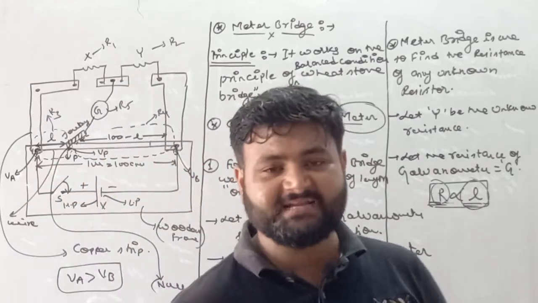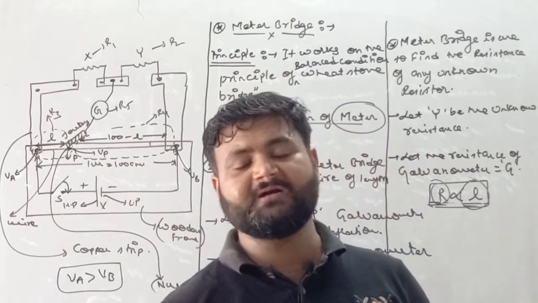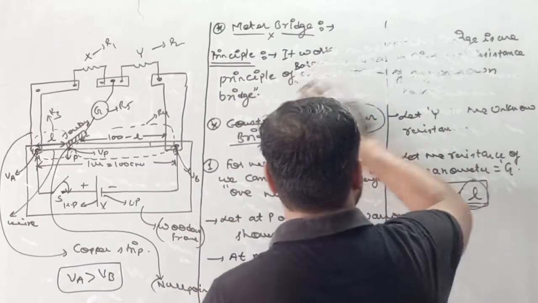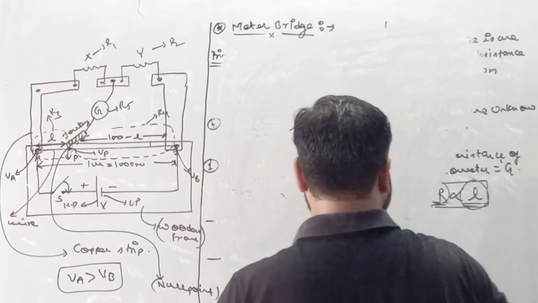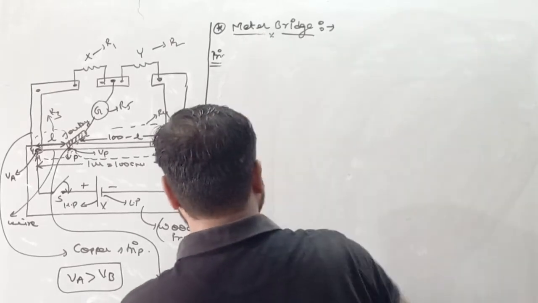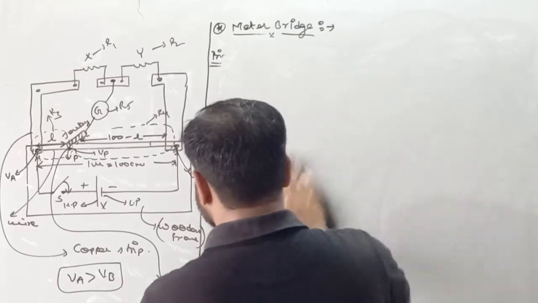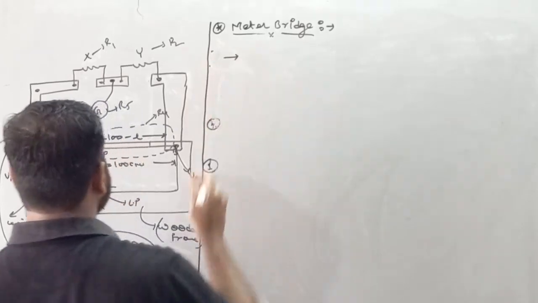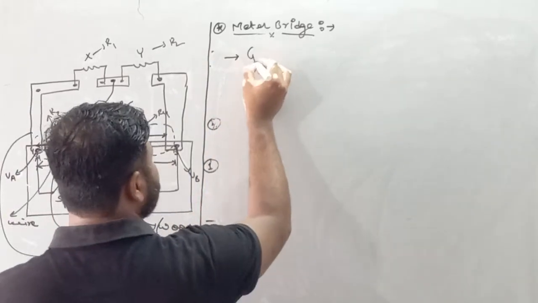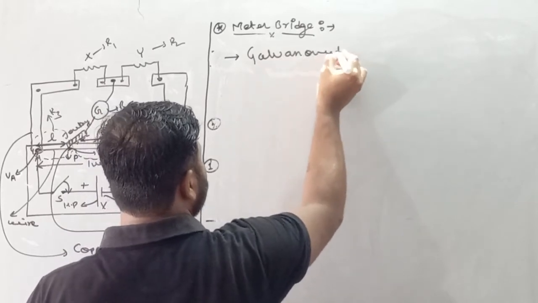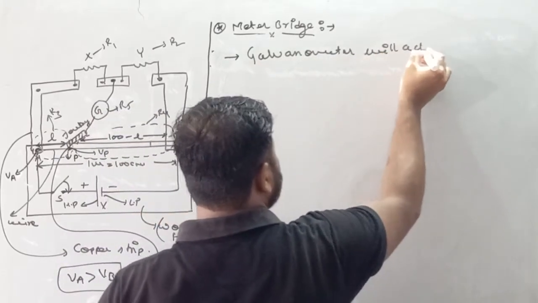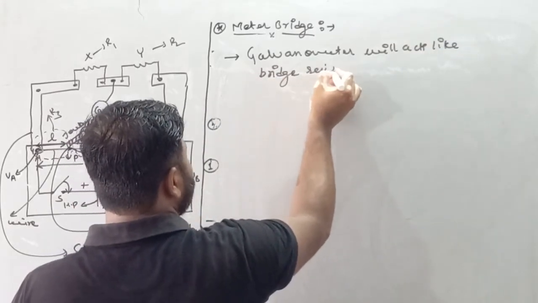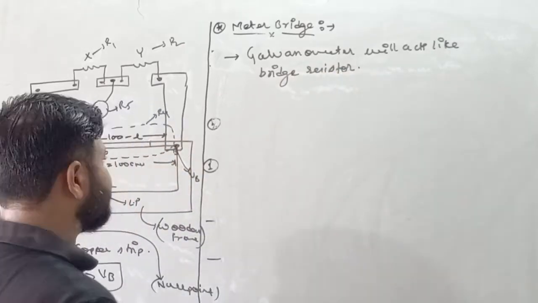So if 5 resistors are there, and in the bridge resistor no current is flowing, then we can say the Wheatstone bridge is balanced. So we'll achieve the balance condition of the Wheatstone bridge. Here we have 5 resistors. The galvanometer will act like a bridge resistor in which no current is flowing once we get the null point. So we can write here: the galvanometer will act like a bridge resistor, first point.